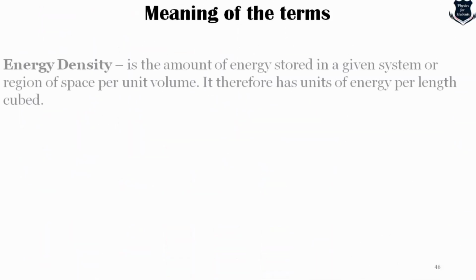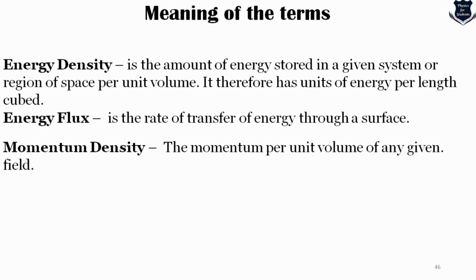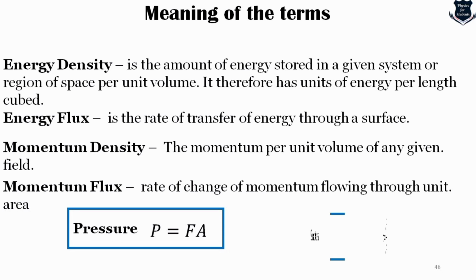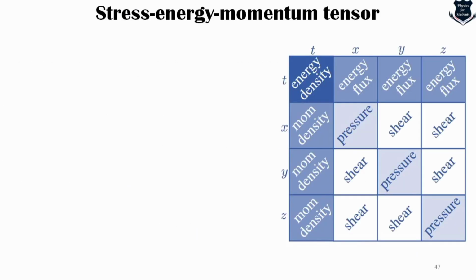So quickly, these terms: energy density is the amount of energy stored in a given system. Energy flux is the rate of transfer. Momentum density is momentum per unit volume. Momentum flux is the rate of change of momentum, and we have the classical pressure formula and the shear stress, right? So these are just the meaning of the terms. Now let us put it in a matrix so that we can understand this.